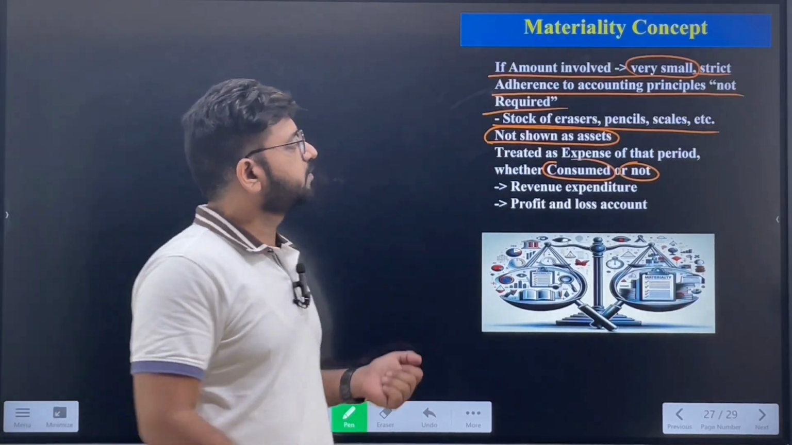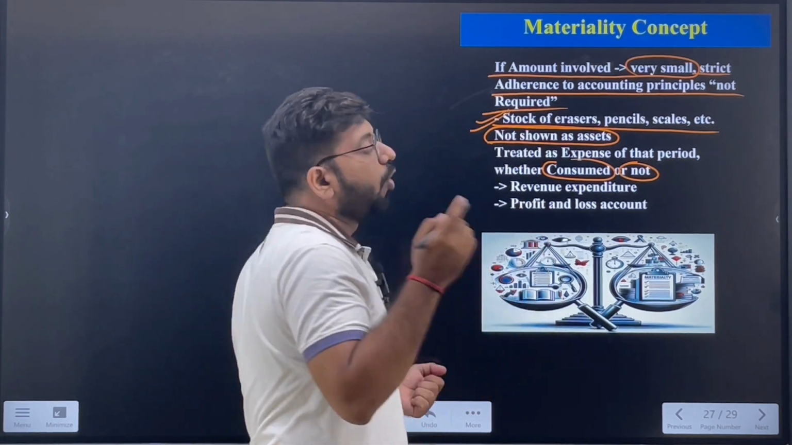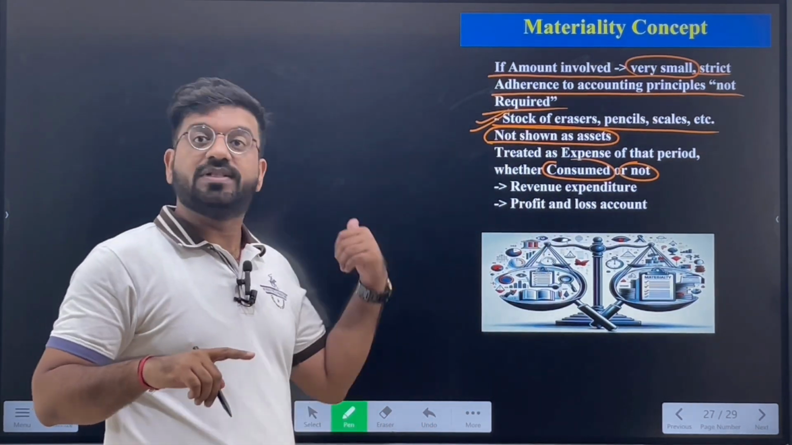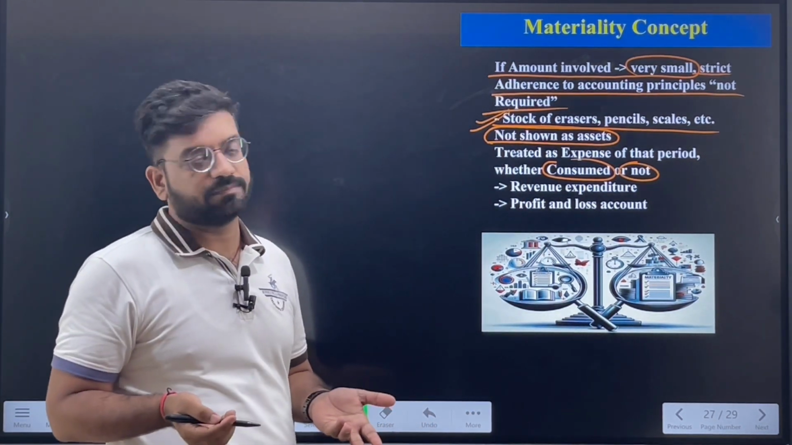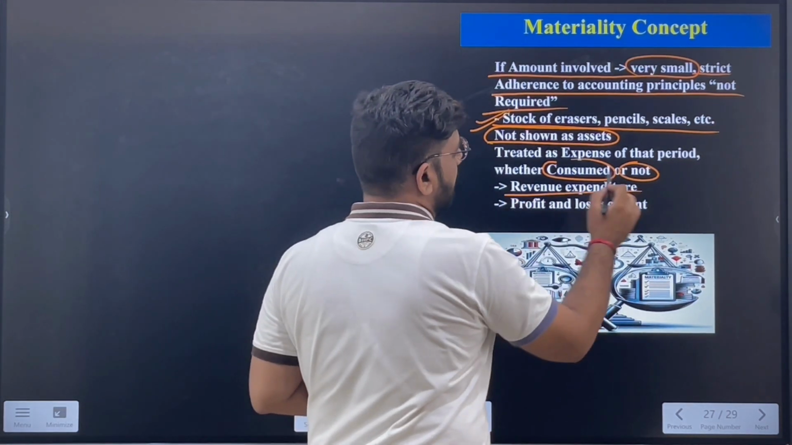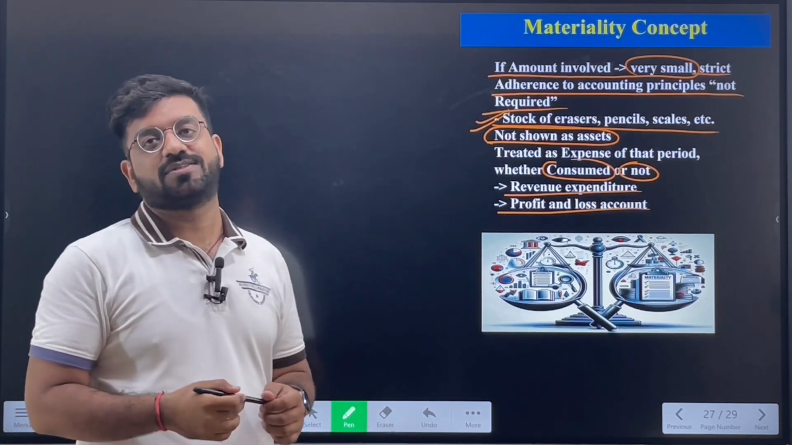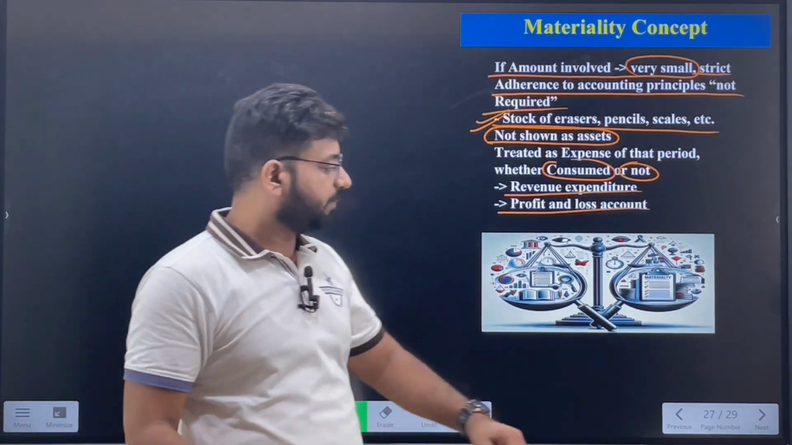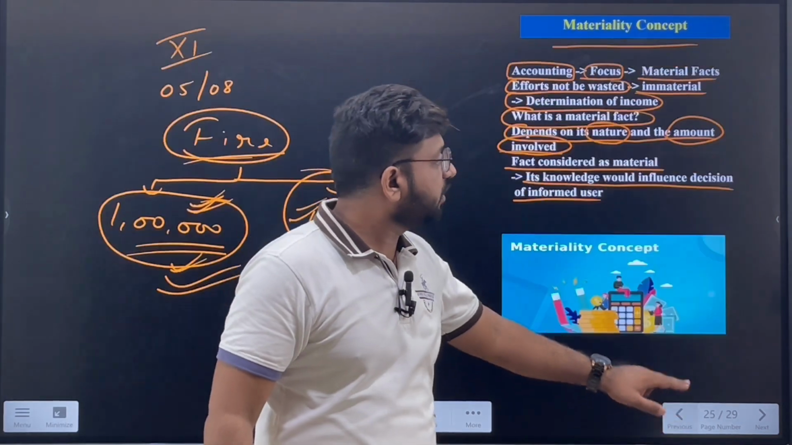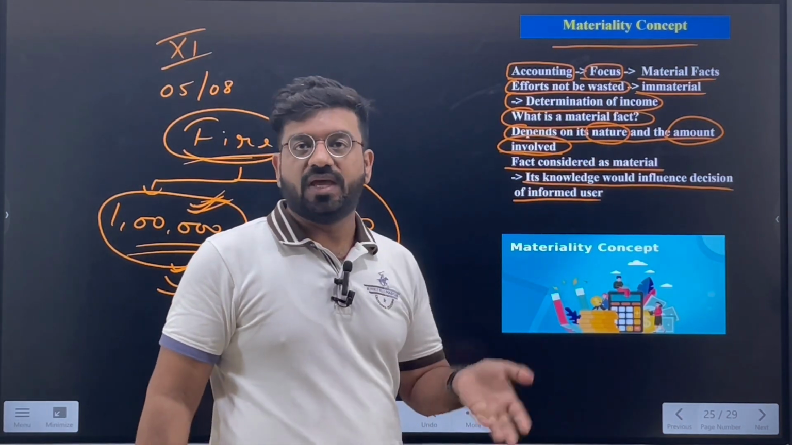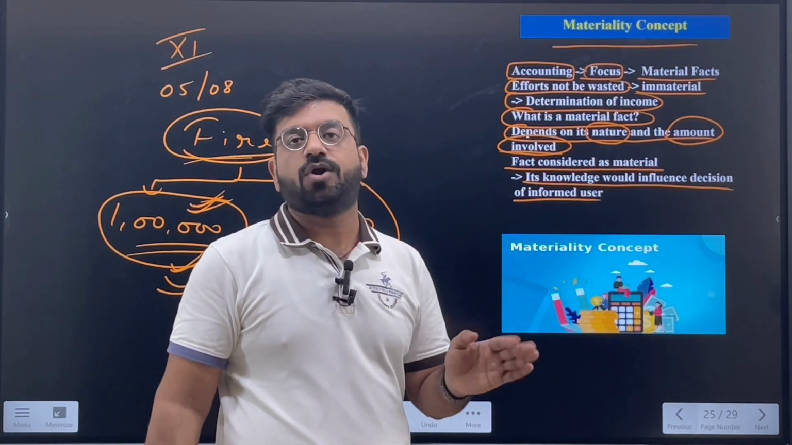Okay, this was the small example of the non-material, that is immaterial thing, and the 1,000 fire was another example. So this has to be treated as revenue expenditure while calculating profit or loss in your profit and loss account. So this was the materiality concept explanation, which simply says all the material things have to be recorded, immaterial things are not to be recorded, not to be wasted time on.